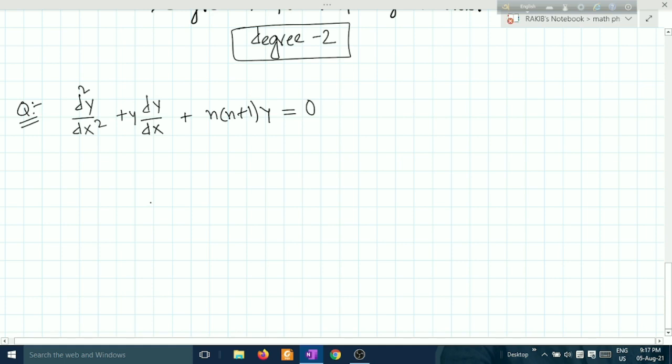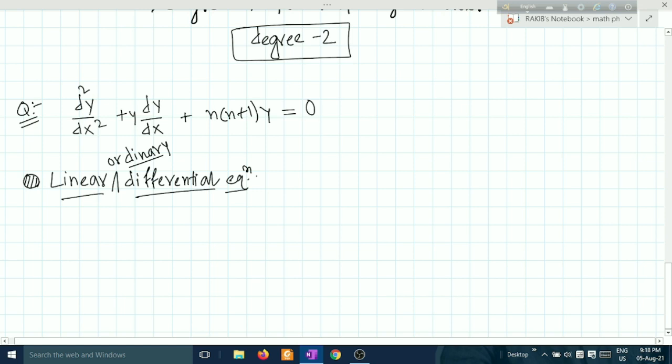Now the another point is, what are linear differential equations? What is a linear ordinary differential equation? A linear ordinary differential equation says that all derivatives should have power equal to 1.